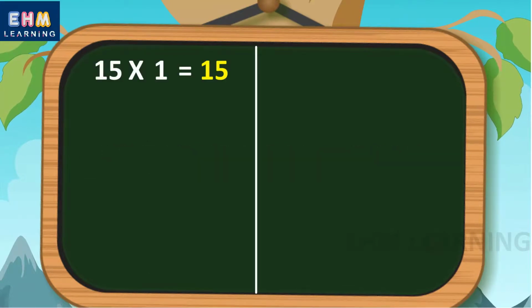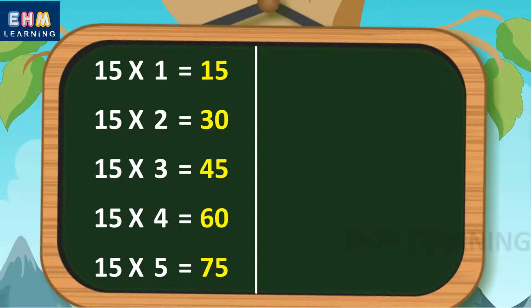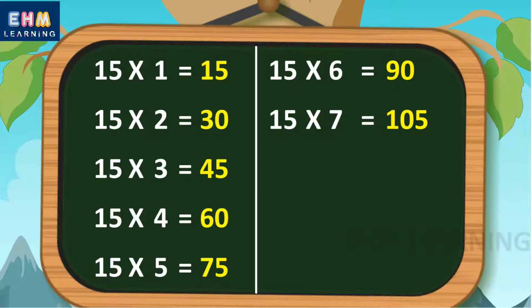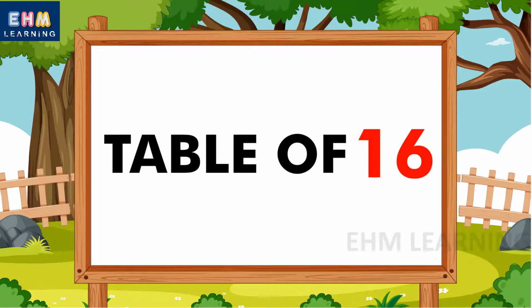Let's learn again. 15 ones are 15. 15 twos are 30. 15 threes are 45. 15 fours are 60. 15 fives are 75. 15 sixes are 90. 15 sevens are 105. 15 eights are 120. 15 nines are 135. 15 tens are 150. Table of 16.